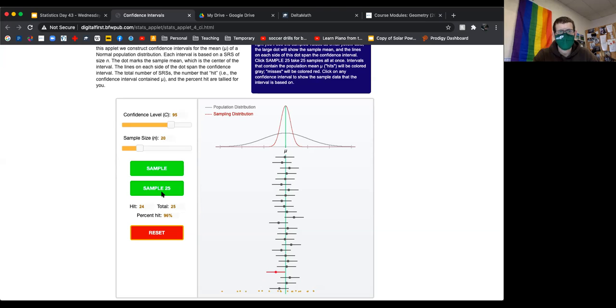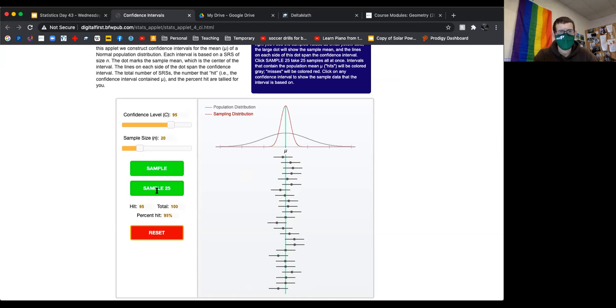So let me just sample another 25. And look at this. In these next 25, we don't see the individual samples, but we can see this one missed and that one missed. And I can keep doing this. Notice these numbers right here in brown. I've just done a total of 50 confidence intervals created. And 94% of them have actually captured the true mean, the true population parameter.